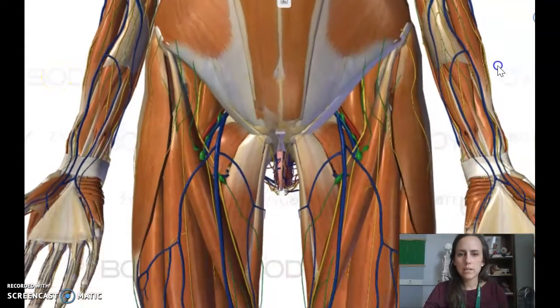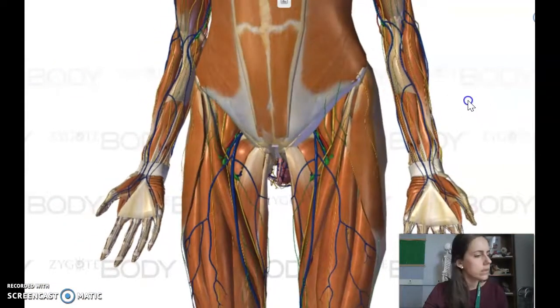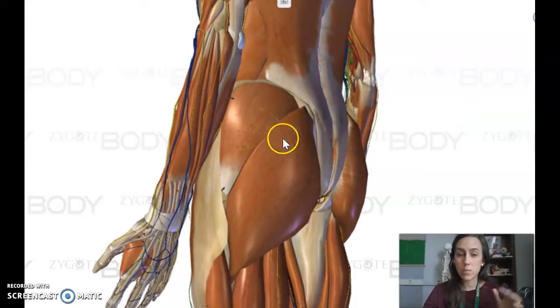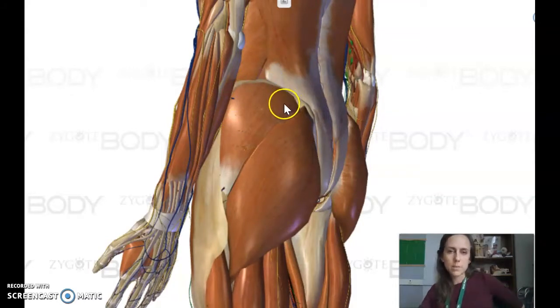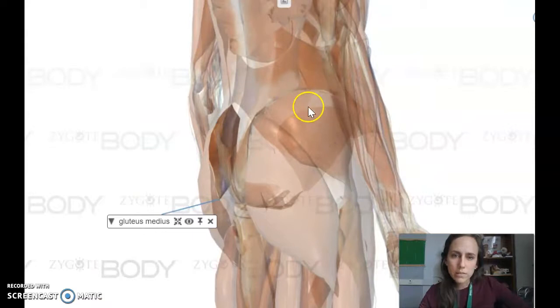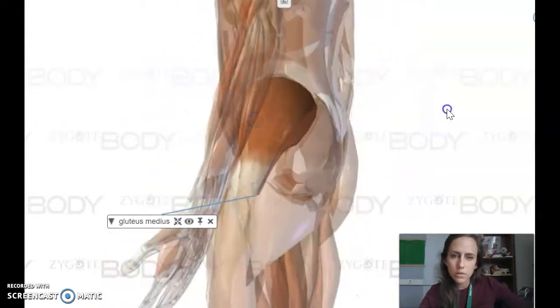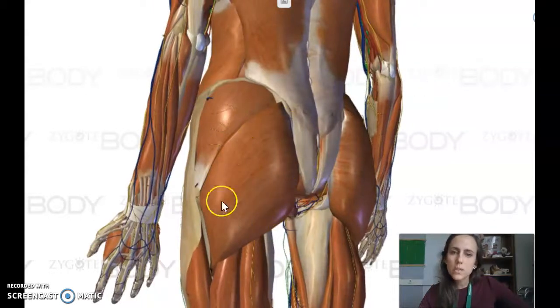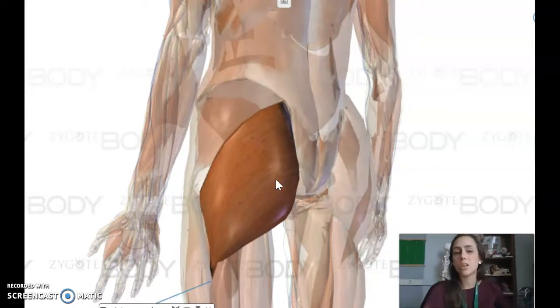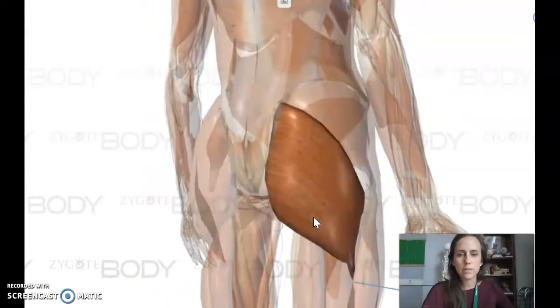Moving down to the legs, let me zoom out a little bit. If you are looking at the posterior side of the body, kind of the posterior lateral side, up here, this muscle that's up near the crest of the iliac bone, that is your Gluteus Medius. You have one on either side. This large muscle here that we think of when we think of our bottoms, that's the Gluteus Maximus. That is actually the largest and strongest muscle within our body. Again, you have one on either side.